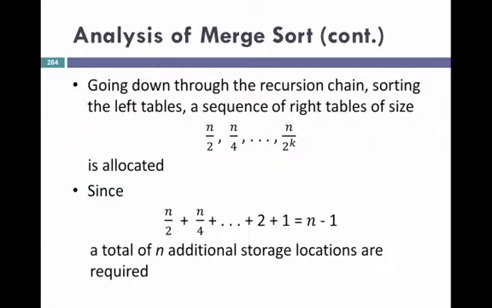Now going down through the recursion chain and sorting the left tables, a sequence of right tables of size n over 2 and then n over 4 is allocated. Over this series, a total of n additional storage locations are required.